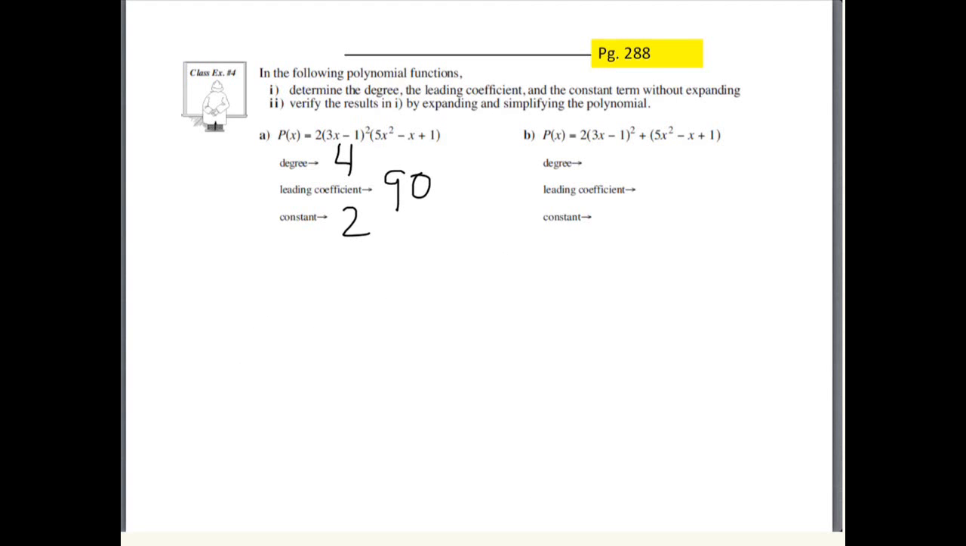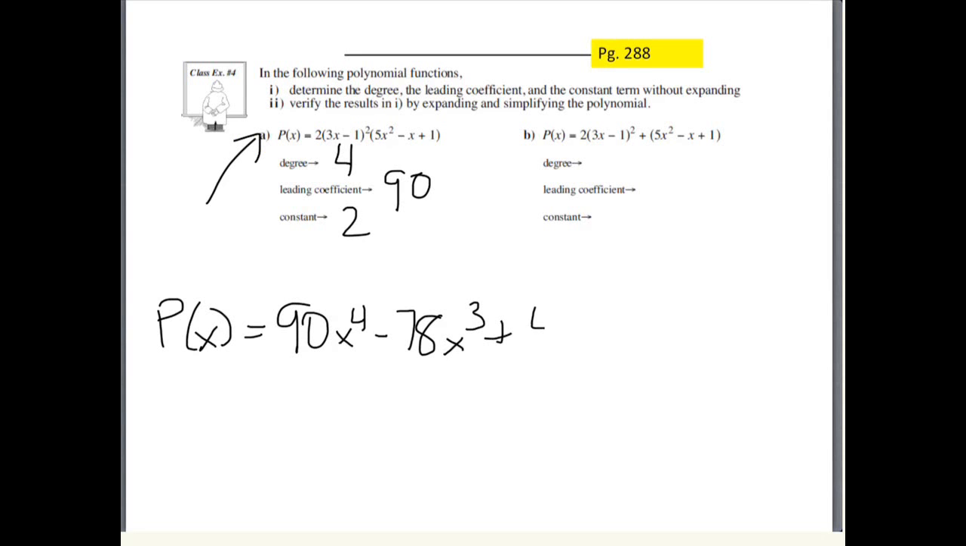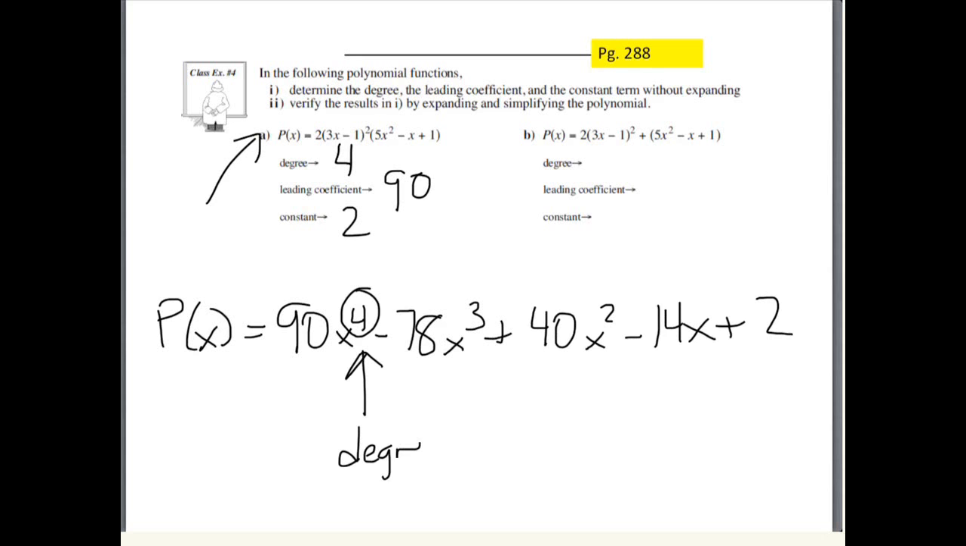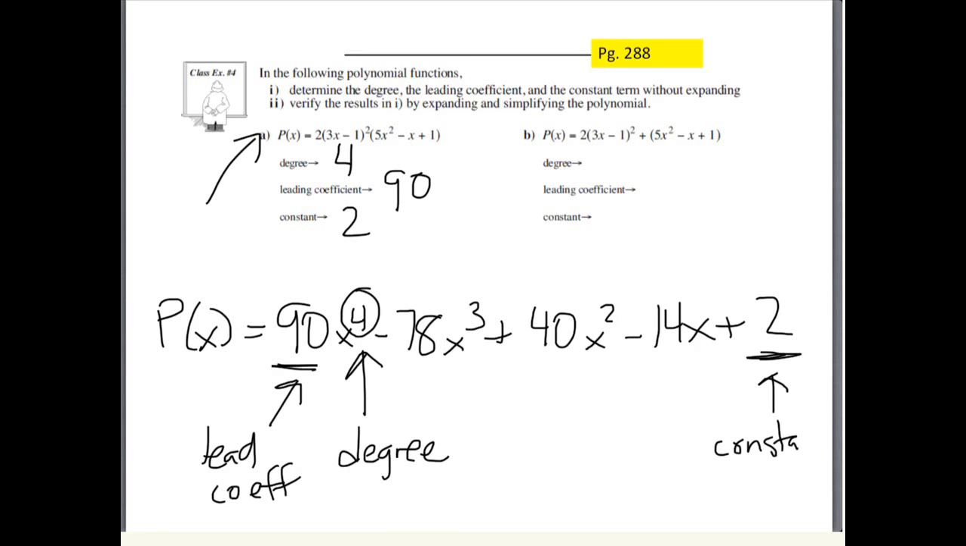If you expand and multiply this right here, what you're going to end up with is p of x is equal to 90x to the power of 4 minus 78x to the power of 3 plus 40x squared minus 14x plus 2. Now, the degree is found right here. This is the 4. The leading coefficient is found right here. And the constant is found right here, which is exactly what we found using the shortcut method.